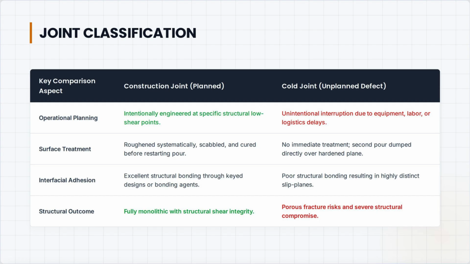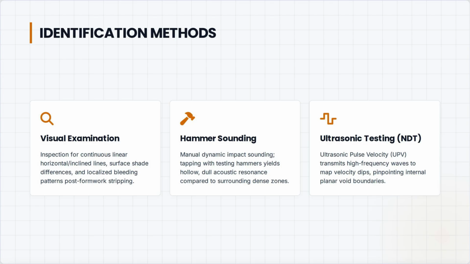A construction joint is planned intentionally with proper bonding treatment, but a cold joint forms unintentionally due to delays during concreting. Construction joints are designed safely, while cold joints are considered defects. Cold joints can be identified through visible joint lines, surface texture changes, hammer sounding, and ultrasonic testing. These methods help engineers evaluate defect severity.